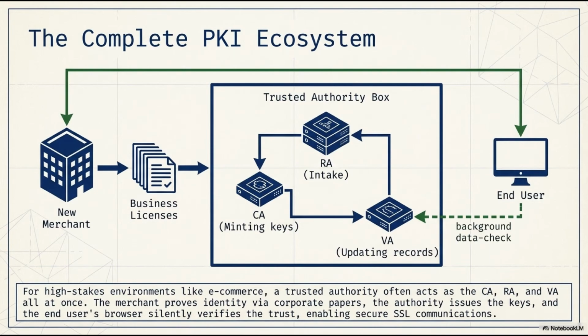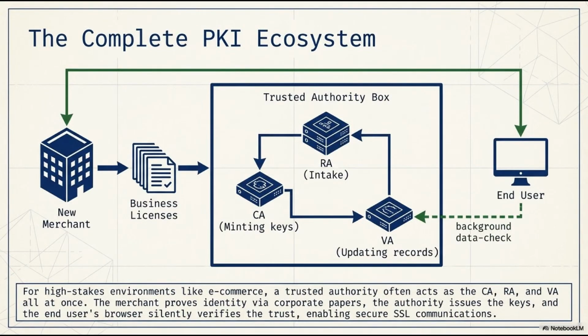For these high-stakes public environments, a single large company like Komodo or GoDaddy often acts as the CA, the RA, and the VA all at once from the perspective of the merchant. Yeah, the merchant submits their papers to the intake desk, which is the RA. The authority verifies them, and their internal CA mints the keys. Then, when an end user visits the merchant store, the user's browser silently checks the authority's VA records in the background to verify the trust. It creates a seamless loop of trust.